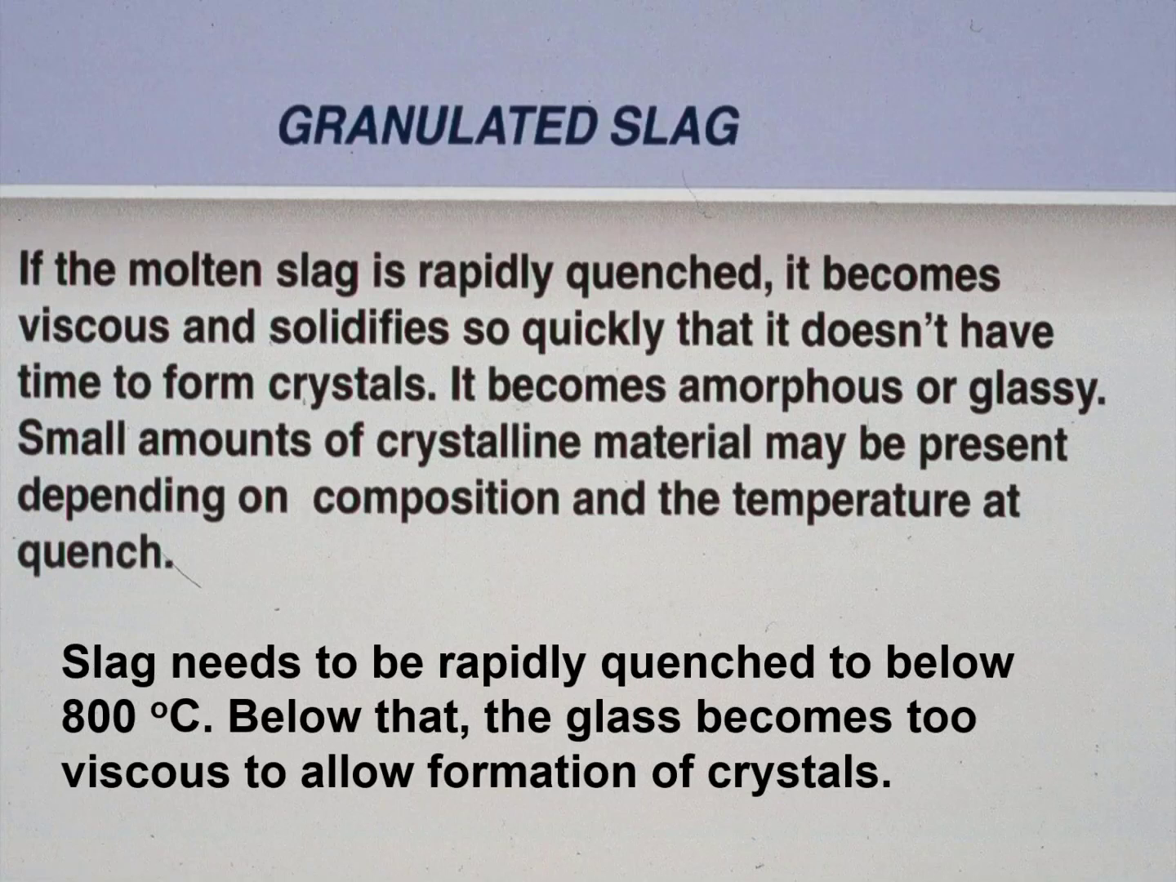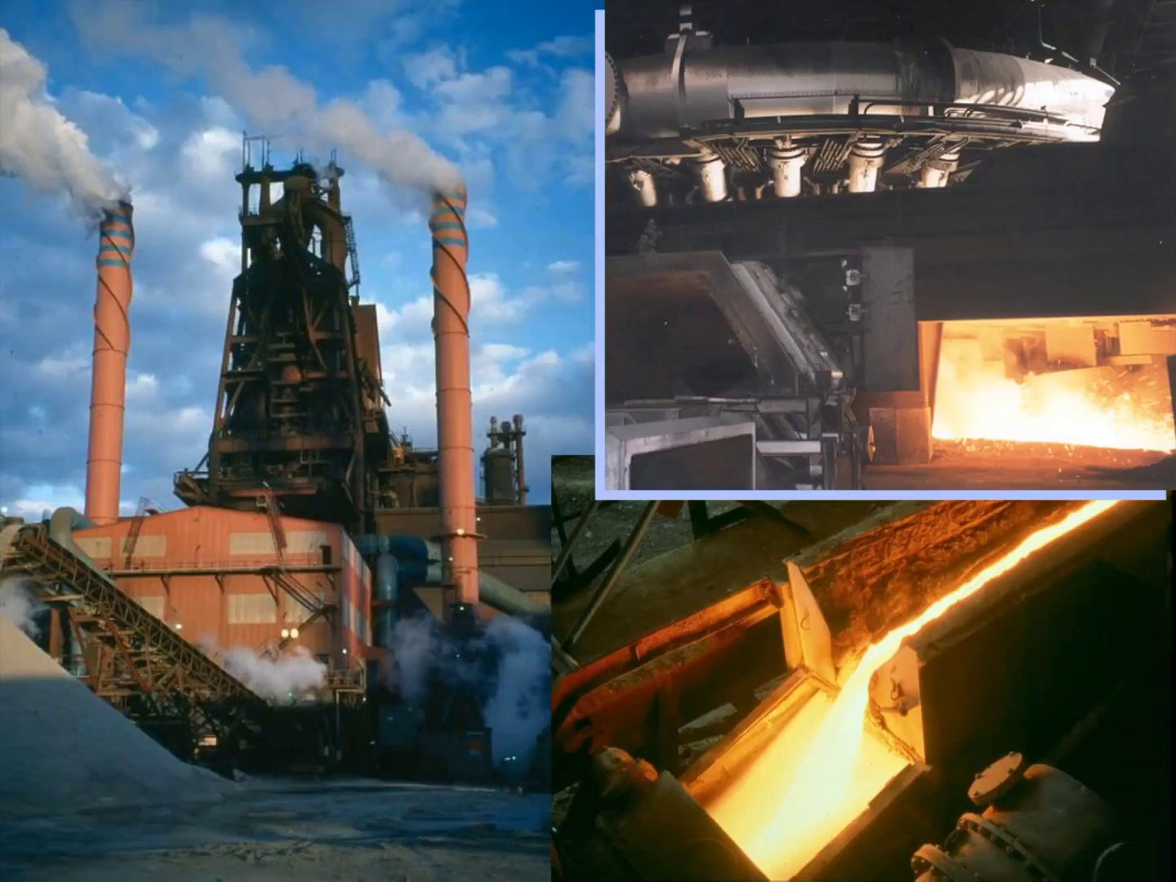So the molten slag is coming out at about 1500 degrees Celsius. If it's quenched rapidly, it becomes so viscous and solidifies into a solid, it doesn't have time to form crystals. It becomes a glass or amorphous material. And it has to get down to below about 800 degrees for that to be sufficiently viscous that it doesn't form crystals later. The composition of slag is such that it would like to become crystals, which would make it non-reactive, but the rapid quenching in water allows it to become a glass.